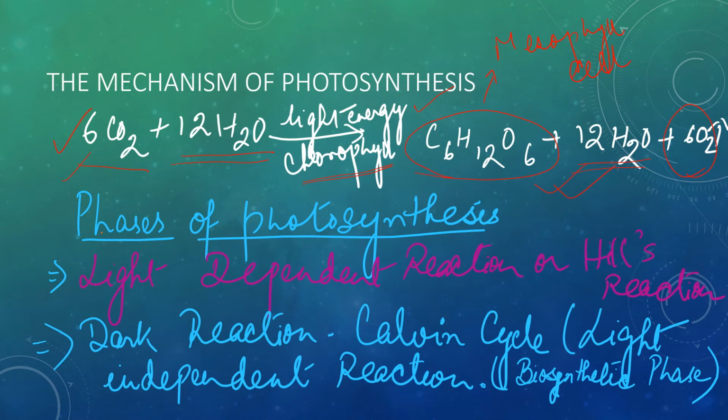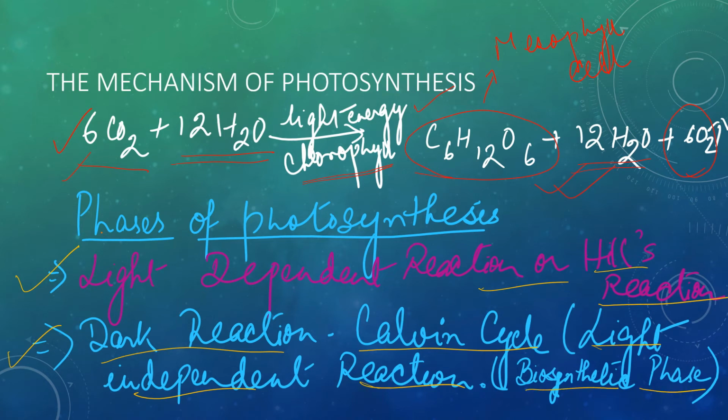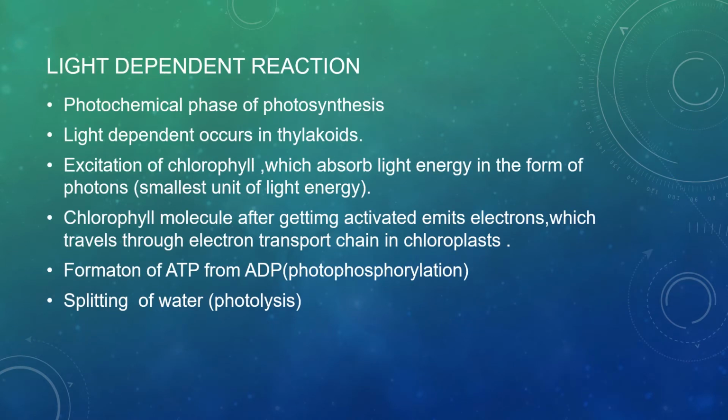Now photosynthesis has been divided into two different phases. What are the two main phases? The first one is the light dependent reaction or the Hill's reaction, which is very important. The second one is the dark reaction or the Calvin cycle or the light independent reaction. It is the biosynthetic phase. Let us move on to these reactions in detail. First comes the light dependent reaction, also called the Hill's reaction. What is happening here? It is the photochemical phase of photosynthesis.